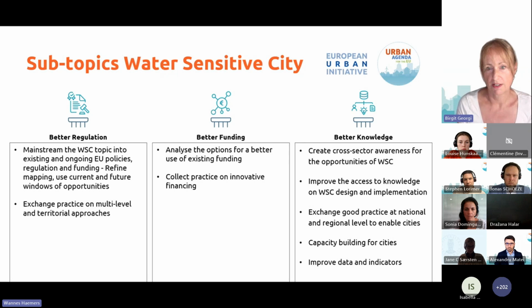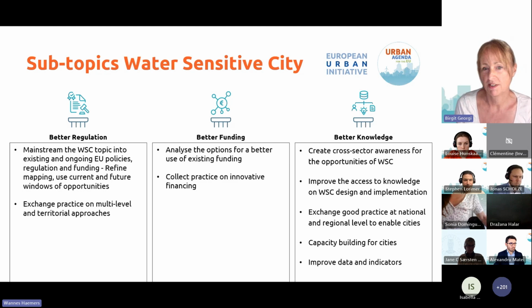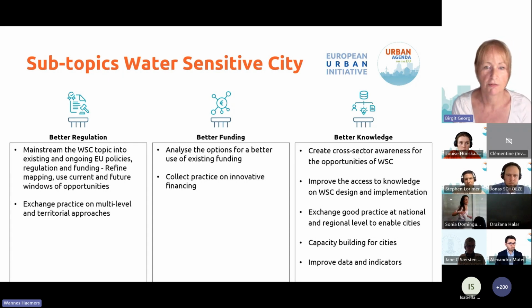What I could also see from the analysis is there is a huge bunch of knowledge on water-sensitive cities, on solutions available, but it is scattered across different sources, across different countries, institutions, and so on. So what could be done there? You could create a better cross-sector awareness for the opportunities of water-sensitive cities. So going out of the domain of urban water management, but also linking to nature, to health, to the economy, what are the opportunities for them, and then getting them as allies in the process to support it.